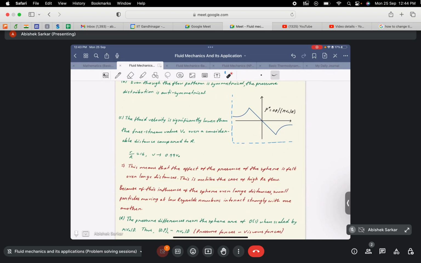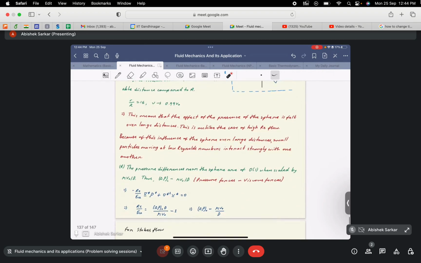Okay, so it essentially tells us that the entire flow domain is being affected because of the presence of the sphere. It can essentially be told as that. Okay, so this is what is being explained here. This means that the effect of the presence of the sphere is felt over large distances. This is unlike the case of high Reynolds number flow.